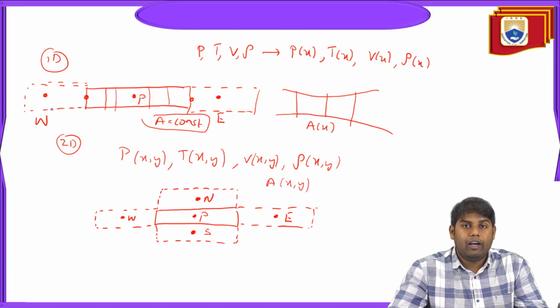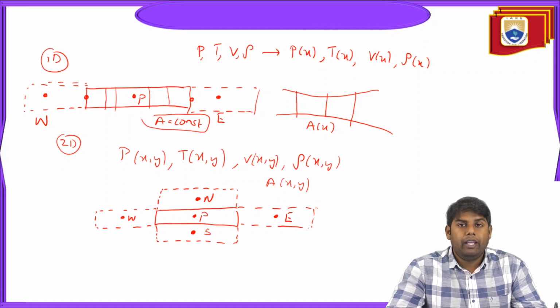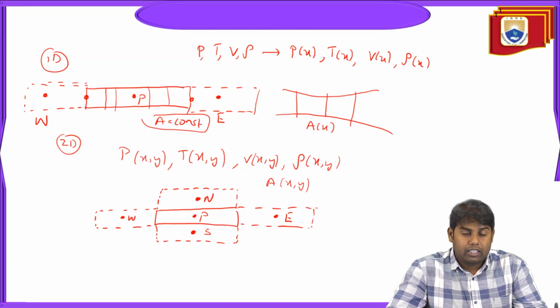For the 1D, we have a point of interest P. For the point of interest P, we have taken the west, which is on the left side, and east, which is on the right side. With these two neighboring nodes, east and west, we will calculate the values at the point of interest P. Next, in the two-dimensional flow, we again take the point of interest P, with the neighboring points west, east, north and south, and we estimate the value at the point of interest P.